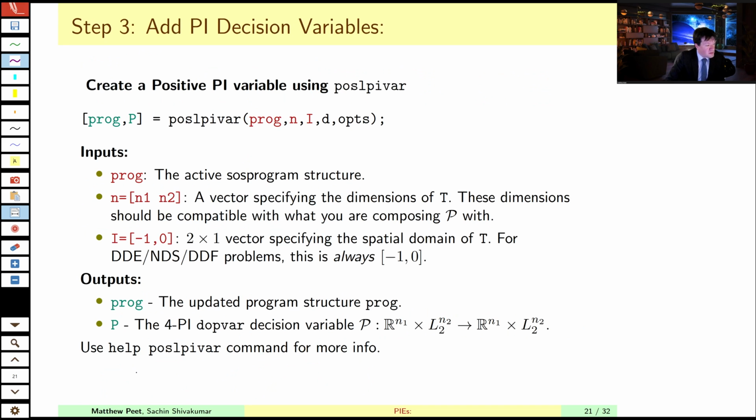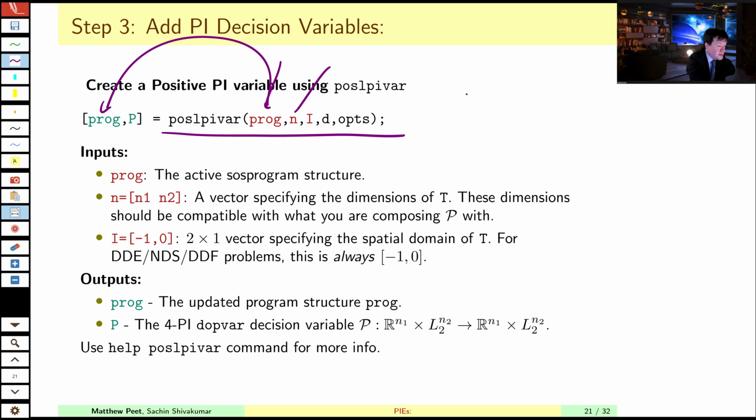So what about pi variables, right? There are two types of pi variables, the positive ones and the indeterminate ones. To create a positive pi variable, we use the pos lpivar command. There are three mandatory inputs to this. First, of course, the prog structure, to which you will append the decision variable, which then gets passed back to you. Second, the dimension. Now remember, these are operators on Rn cross L2, and so you've got to specify the dimensions of Rn1 and L2 and 2, right? So those are the dimensions.